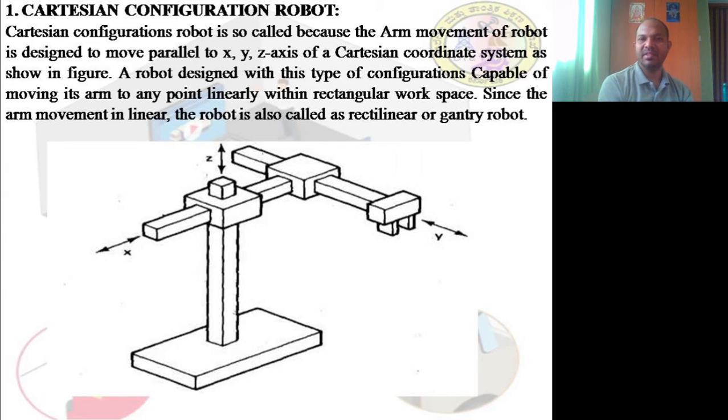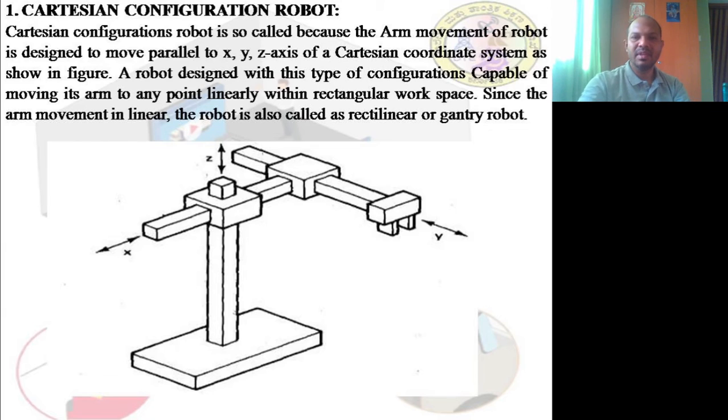As the name itself indicates, the motion of the robot is restricted to translational motion. That means there are no curvature motions, no rotational motion, no revolving motions. The only thing is it can move in plus x and minus x direction, plus y and minus y direction, and plus z and minus z directions. That means it will move only in the 3 x, y and z coordinate system. That is what is shown in the figure.